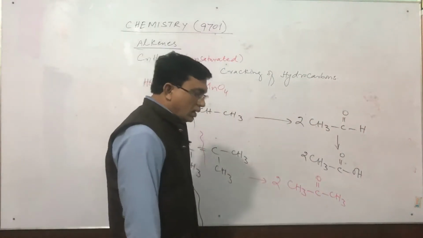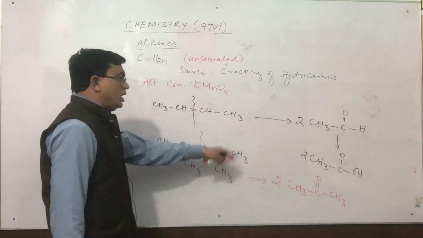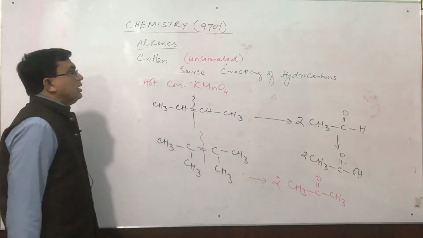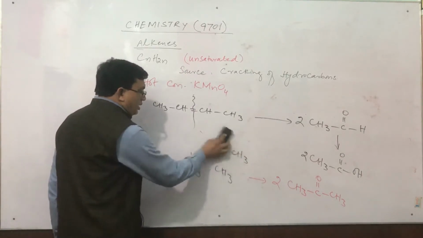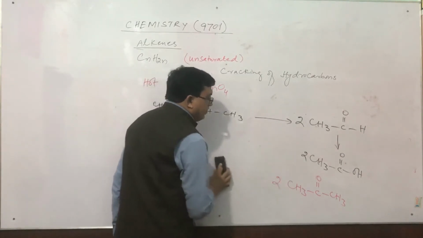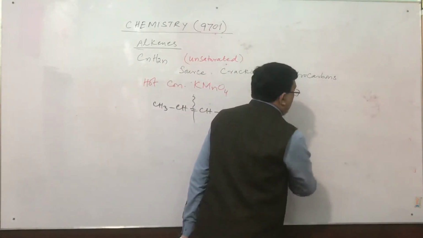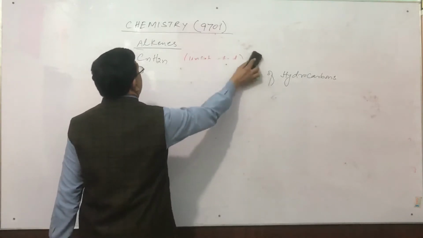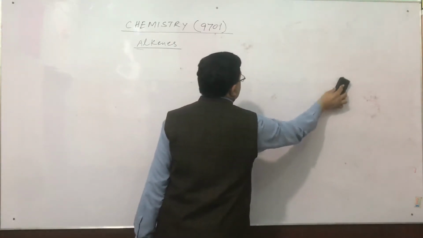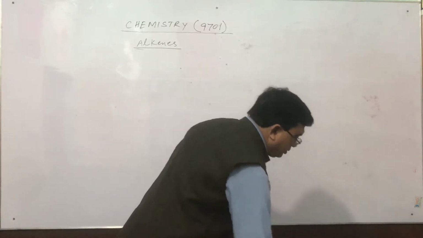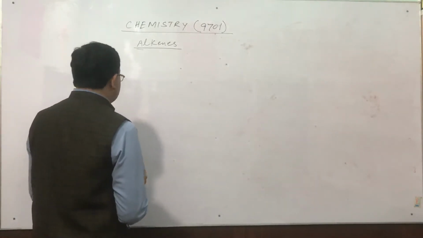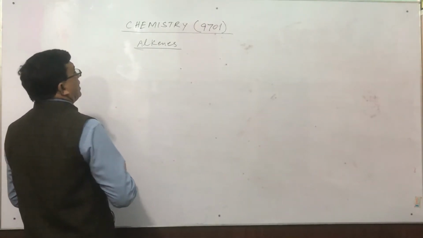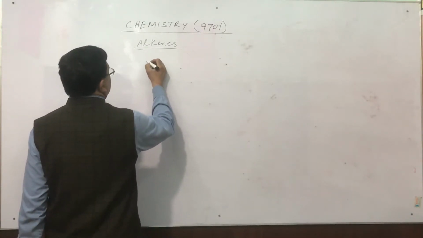Now, all these molecules, unsaturated hydrocarbons, as we have discussed, are capable of performing addition reactions. Now, addition reaction is the main property of alkenes. Now, alkenes also show addition polymerization.